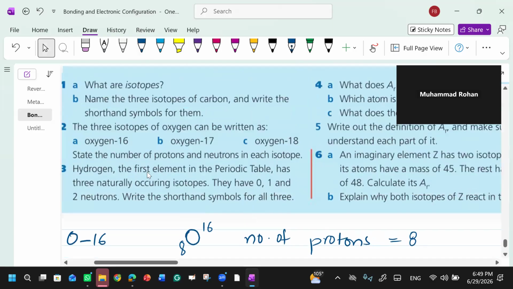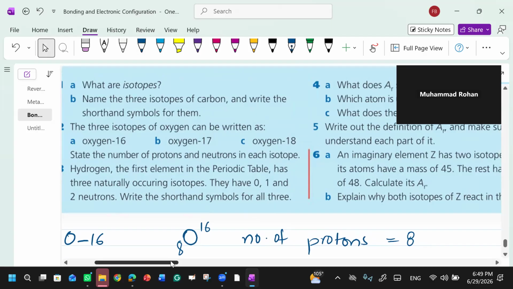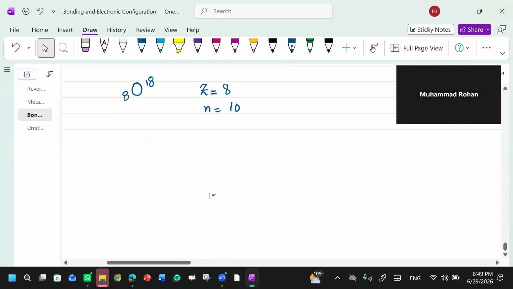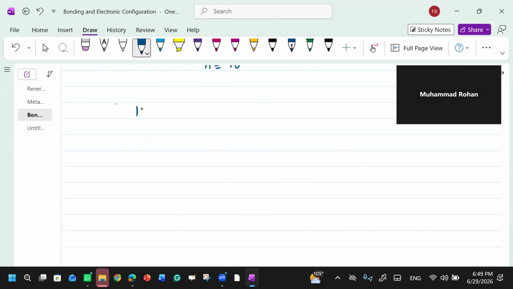Hydrogen, the first element in the periodic table, has three naturally occurring isotopes. They have 0, 1 and 2 neutrons. Write the shorthand symbol for these three. This is very important. They have mentioned hydrogen has three naturally occurring isotopes with 0, 1 and 2 neutrons. For this hydrogen, the neutron number is 0, then 1, then 2. Can you tell me what the proton number will be, what can be in the subscript and what can be in the superscript? What will be Z for this?